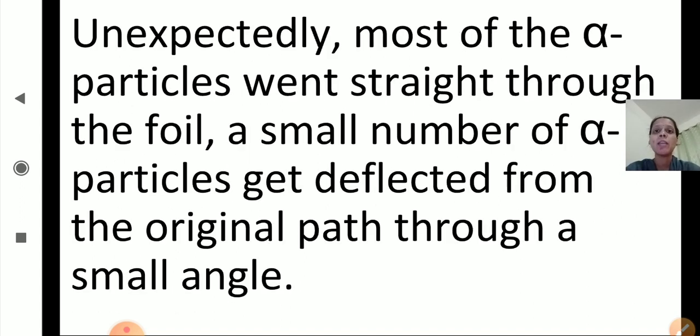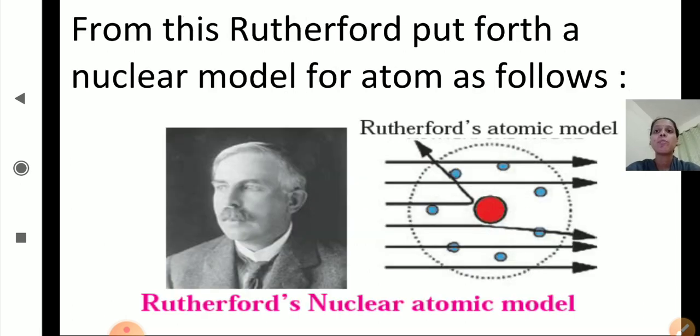But unexpectedly, most of the alpha particles went straight through the foil, as we have seen in the figure. A small number of alpha particles got deflected from the original path through a small angle. From this experiment, Rutherford put forth a nuclear model for the atom as follows.